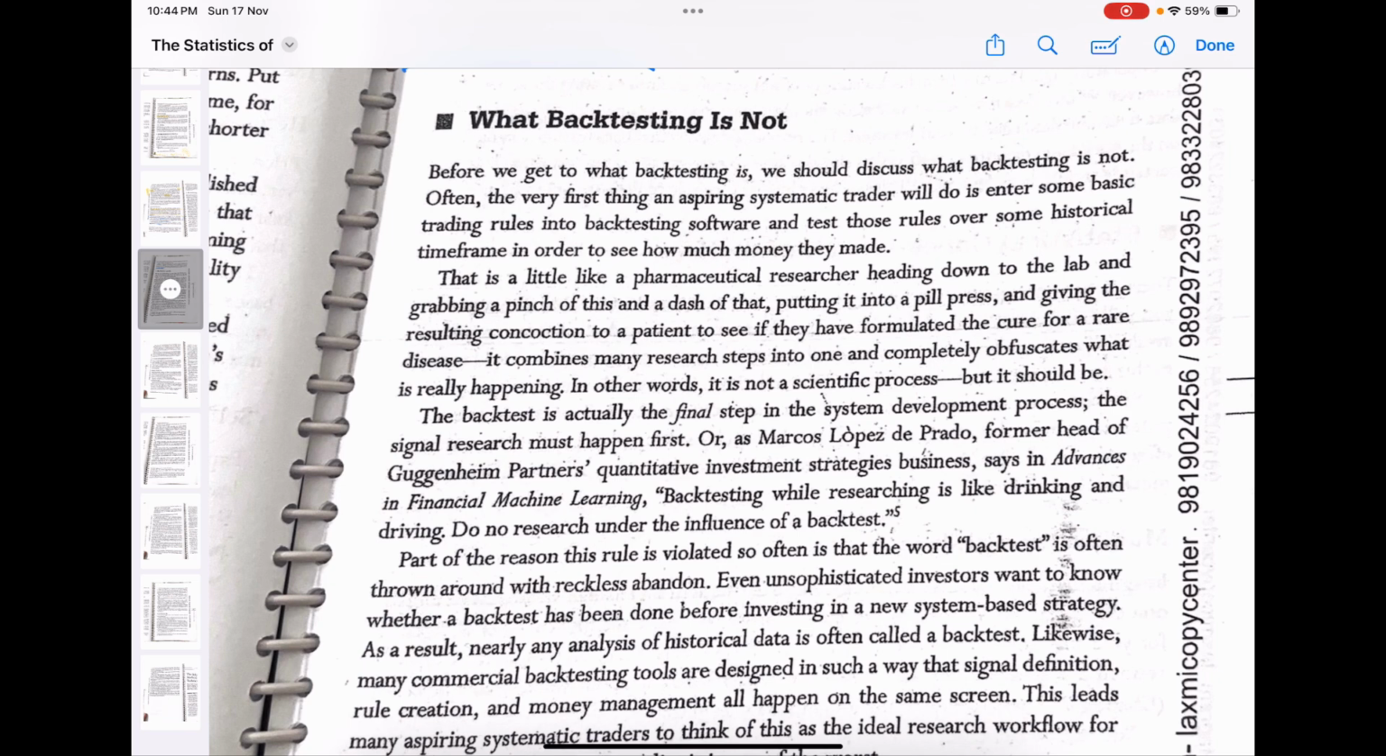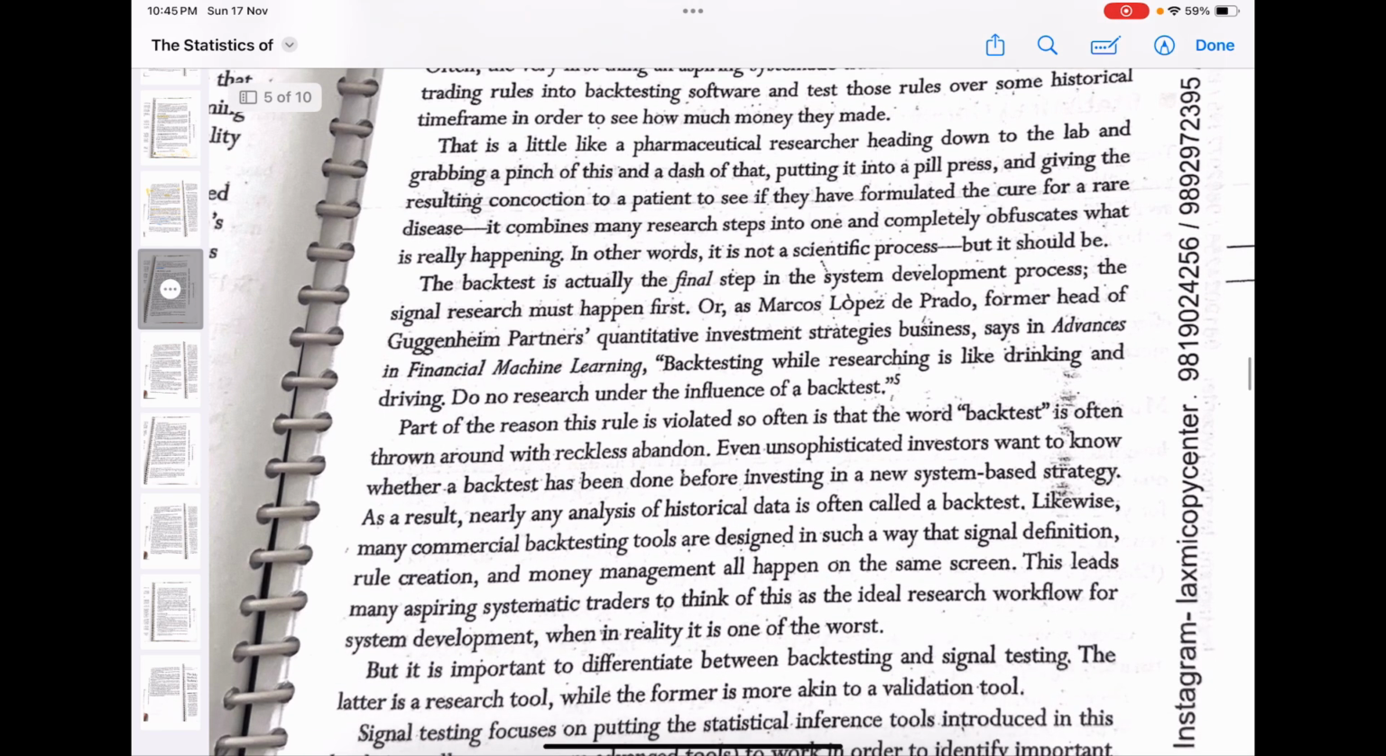Often the very first thing an aspiring systematic trader will do is enter some basic trading rules into backtesting software and test those rules over some historical time frame in order to see how much money they have made. That is a little like a pharmaceutical researcher heading down to the lab and grabbing a pinch of this and a dash of that, putting it into the pill press and giving the resulting concoction to a patient to see if they have formulated the cure for a rare disease. It combines many research steps into one and completely obfuscates what is really happening. In other words, it is not a scientific process, but it should be.